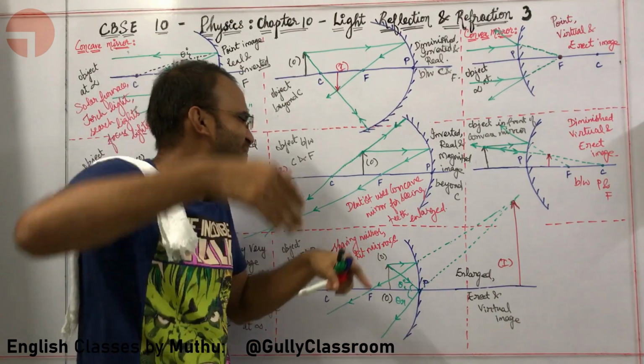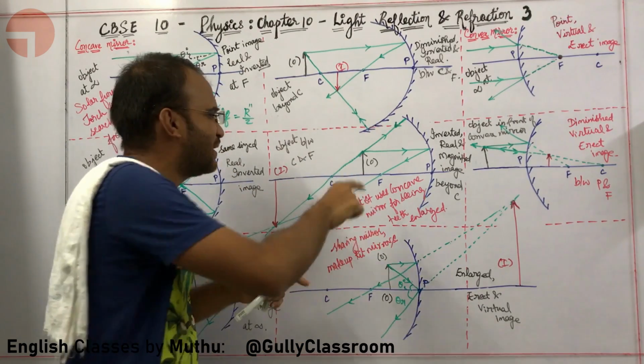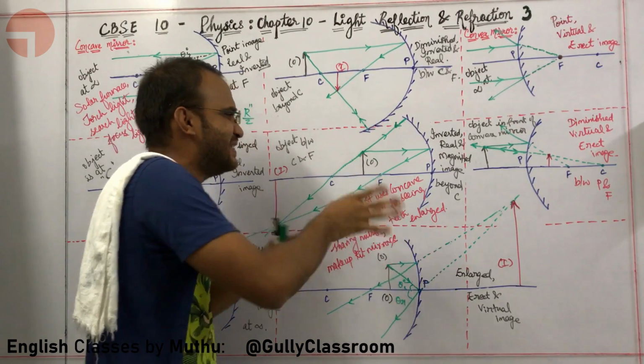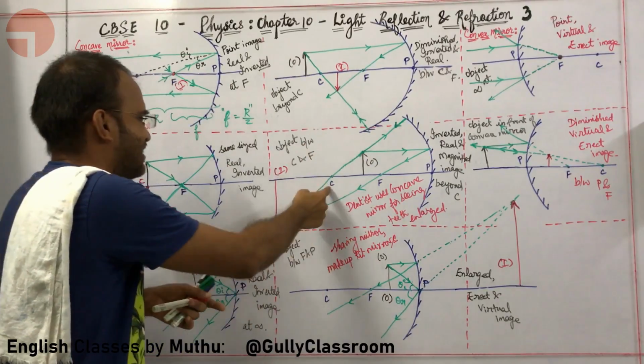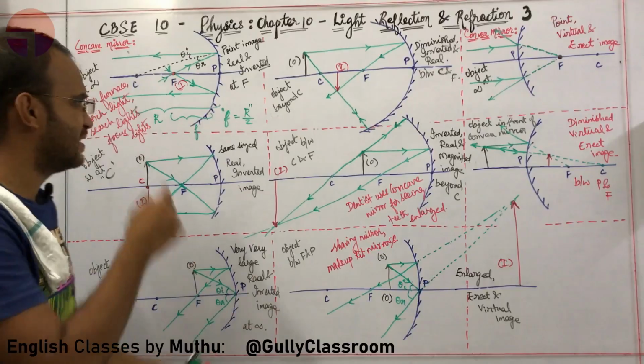So the dentist uses a concave mirror for seeing the teeth enlarged. When the teeth become the object and it is placed between C and F, he is getting an enlarged image beyond C. Are you able to understand this? Okay, sir, I am able to understand this.